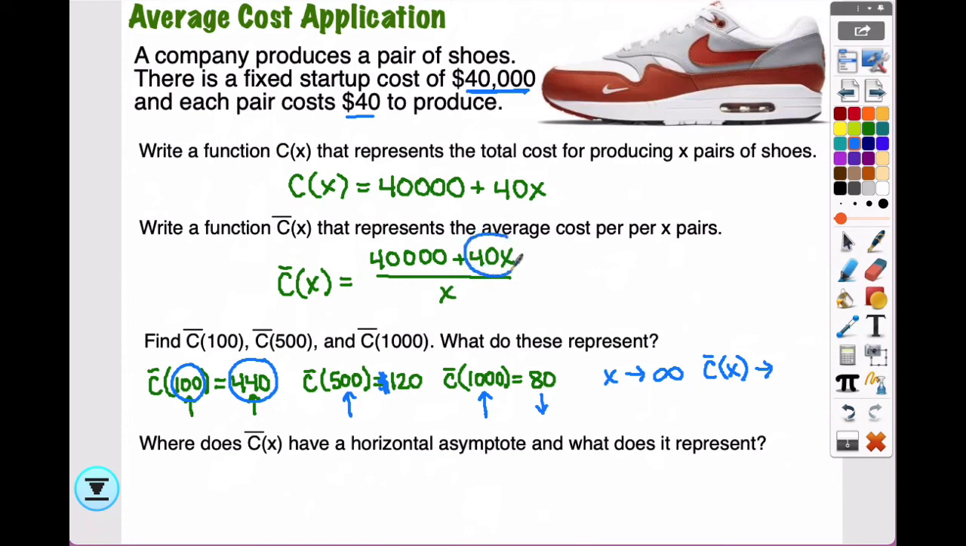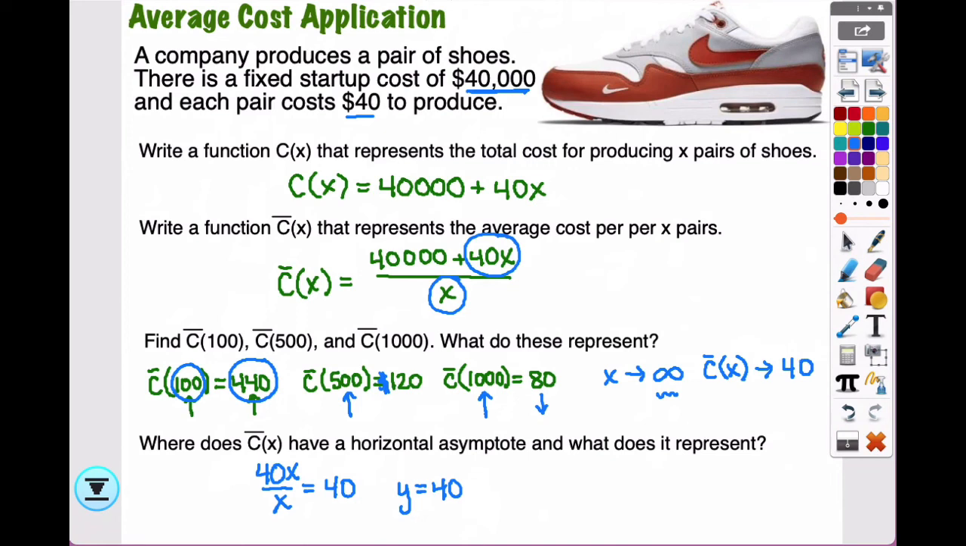So we would take the leading term from the top and the leading term from the bottom and compare those. And it reduces to 40. So what that means is that y equals 40 is our horizontal asymptote. So as x goes to infinity, the y value goes to 40.